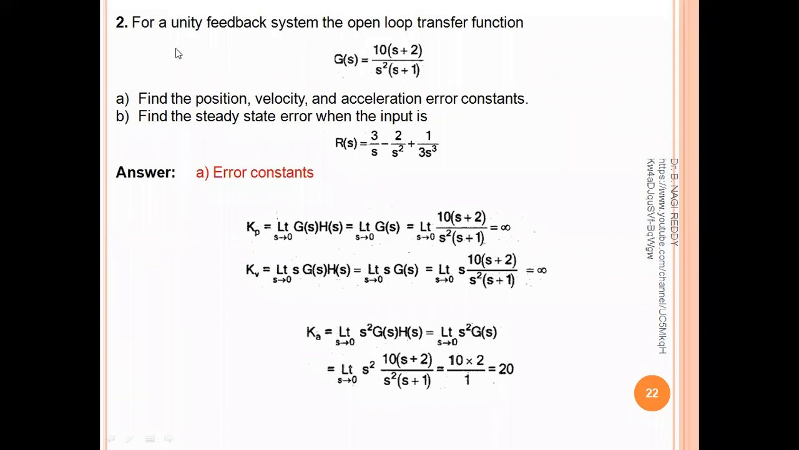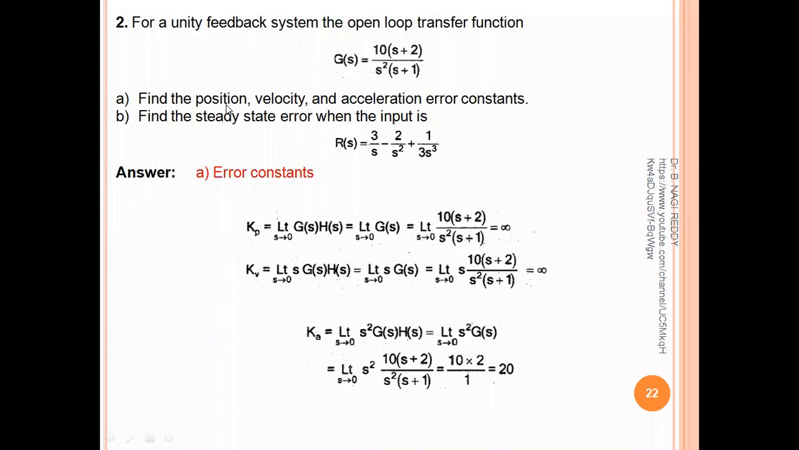The next problem on steady state errors and error constants is here. For a unity feedback system, the open loop transfer function is given here. You can see here unity feedback system. So the H(s) value is unity here, which means H(s) is equal to 1. He has given clearly the open loop transfer function, G(s) = 10(s+2) / (s^2(s+1)). So this is our open loop transfer function and H(s) value is unity.